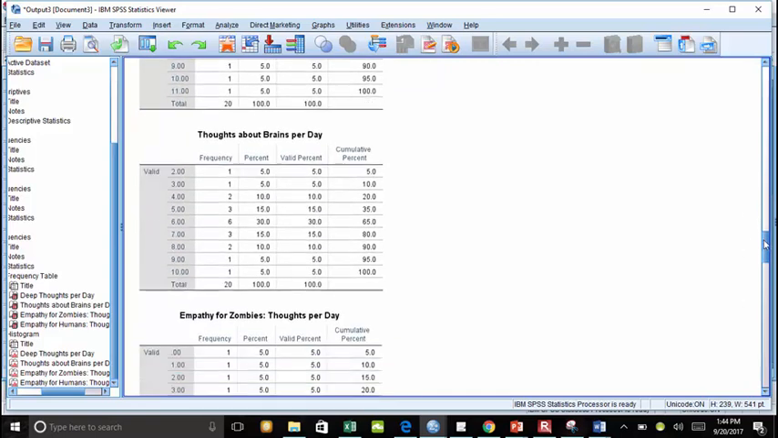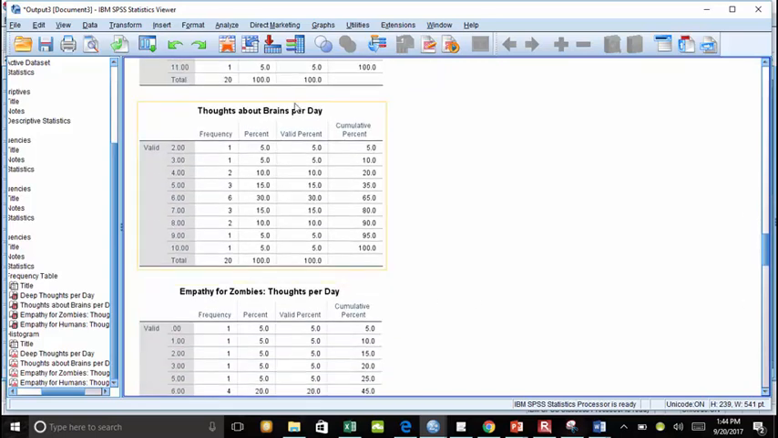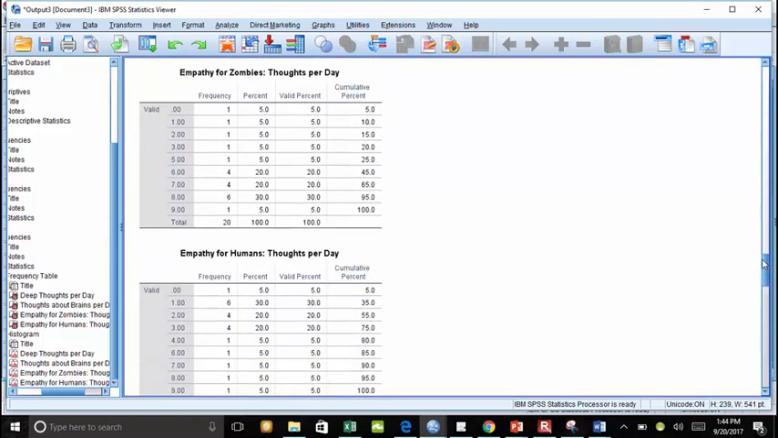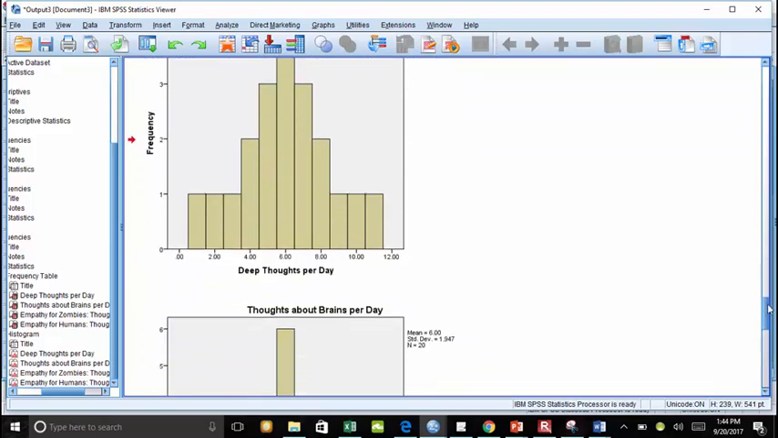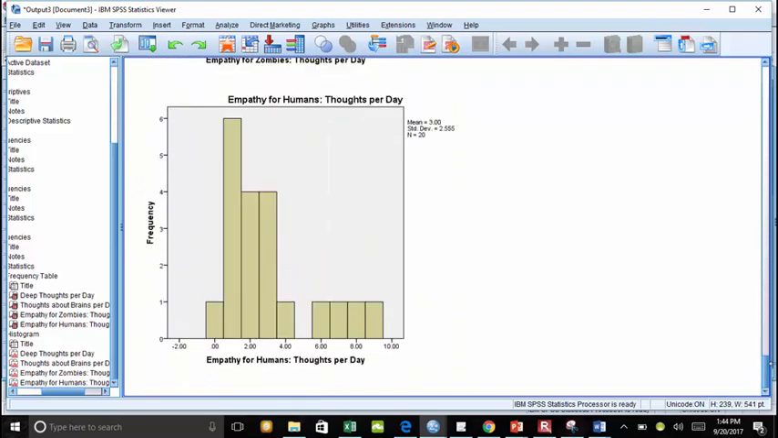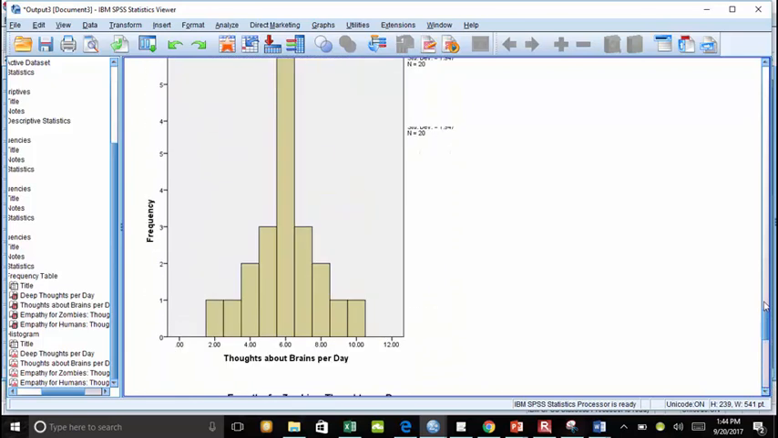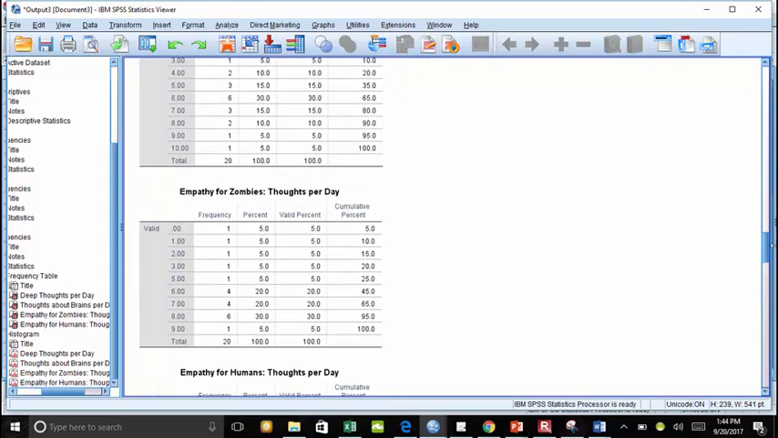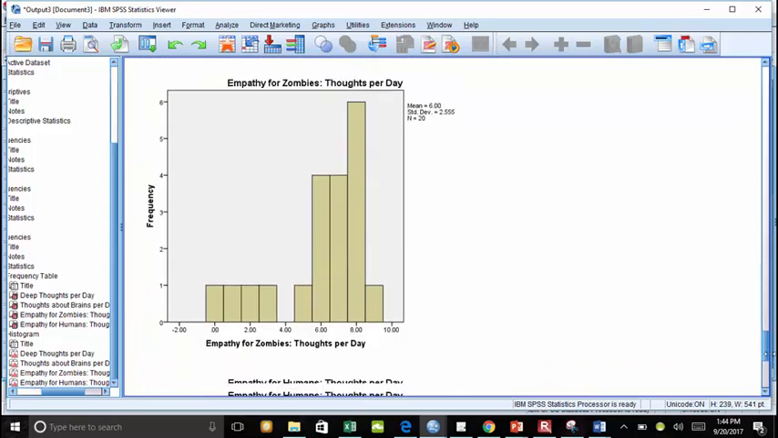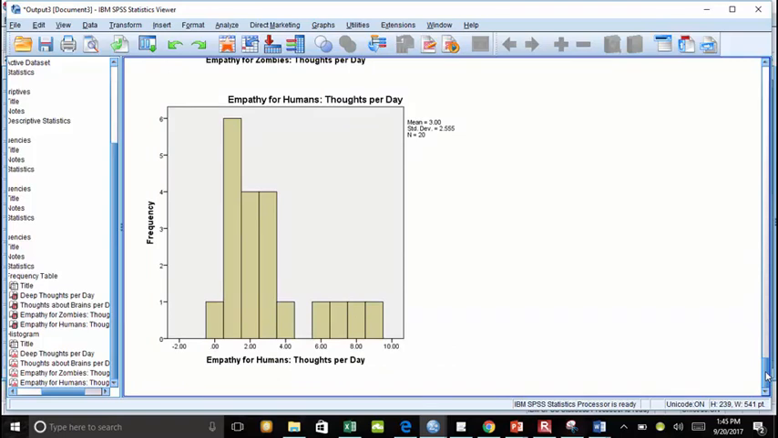What about thoughts about brains per day? Again, here's your frequency table. Empathy for zombies, empathy for humans. Here are all of your histograms. And then you also have all your statistics right above it. So you can see that very quickly you can have an analysis that gets you all of your descriptive statistics.